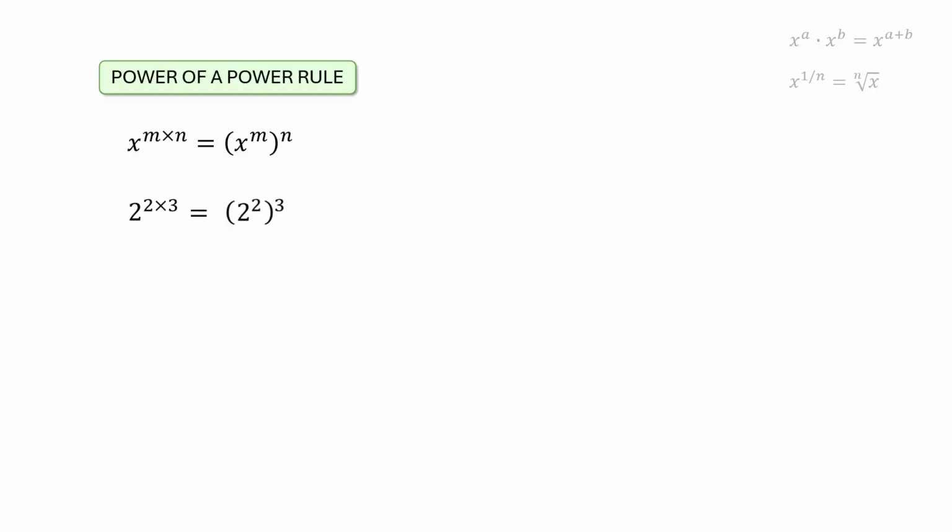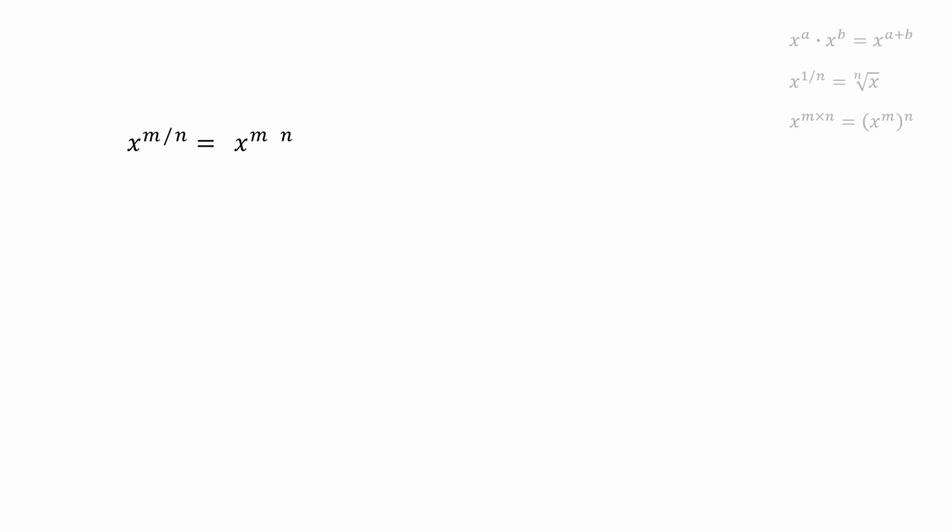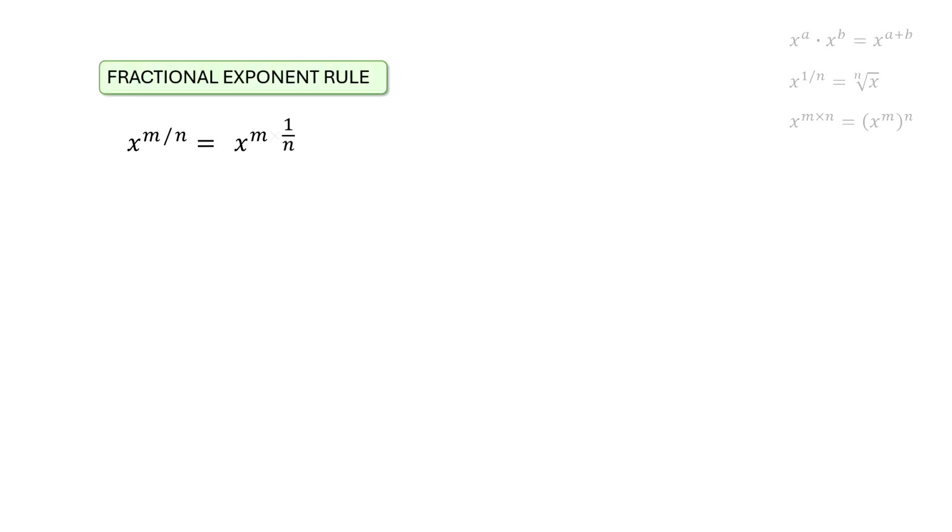This rule also works when we want to divide the powers instead of multiplying them. In this case, let's consider the denominator as the inverse of n, and multiply it by the numerator, m. We can do this in two ways. In the first, we apply this rule by isolating x to the m, raised to the inverse of n. As we have seen, 1 over n is the square root. So let's apply it to our equation.